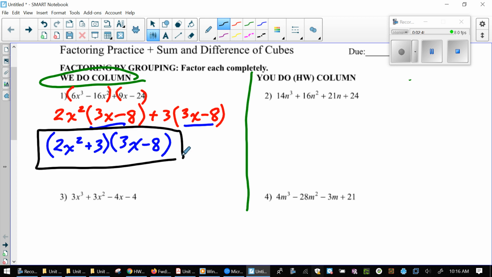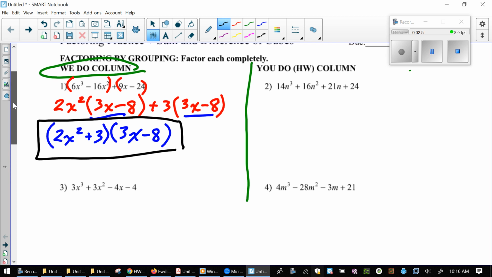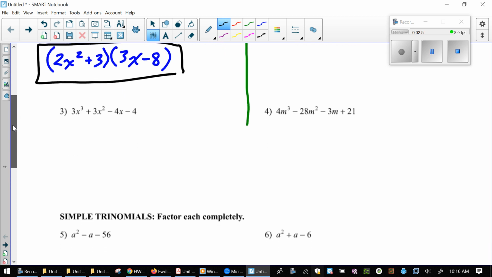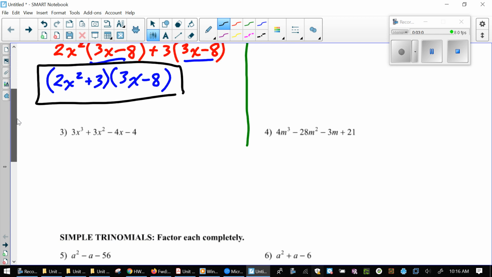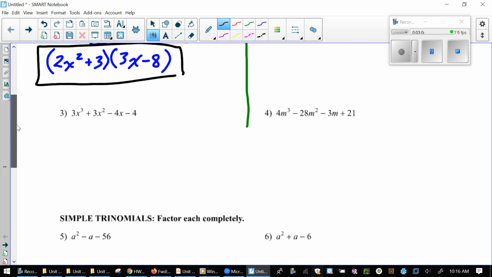So if you want to pause this, you can do your homework portion now on the you do side, and you'll see this is going to be very similar to what we just did. Let's do a few more together. I'm going to keep rolling here. And remember, you can always pause and rewind, so if you need more time with that, please do that.